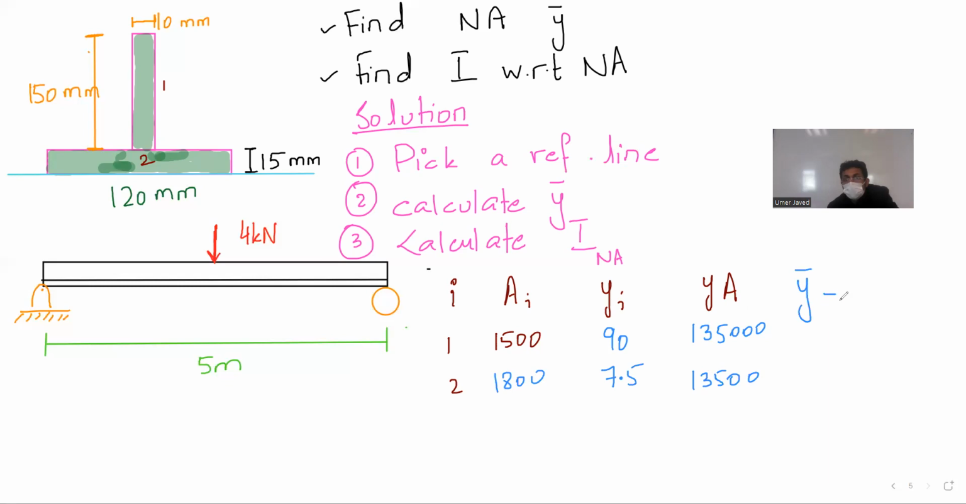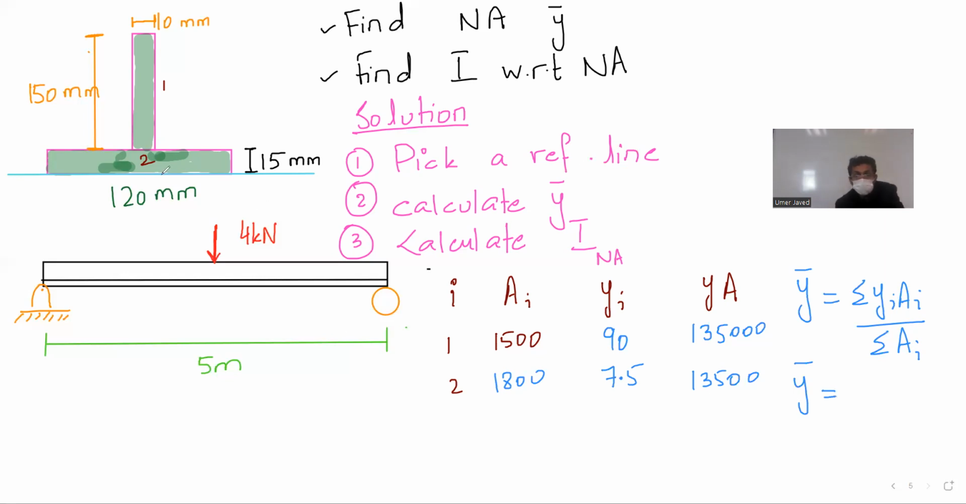Then Y bar equals summation YiAi over summation Ai. So I will get nice and beautiful Y bar. You give me the value, I don't have them.